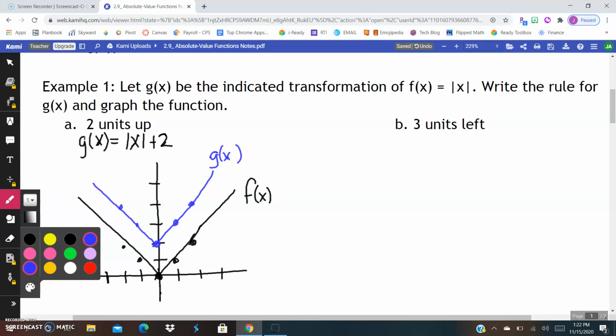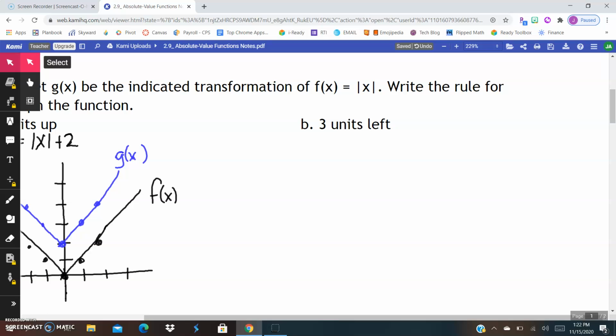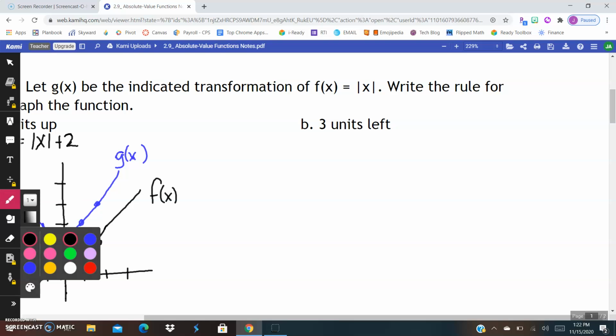All right, sliding over here to moving our graph 3 units left. Remember, this has to be done to the x value and inside of the absolute value marks. And right or left is actually going to be opposite of what you think. So if you're going to go left, we have to add. And if we're going to go right, we have to subtract. So up or down is outside of the absolute value. Right or left is inside of the absolute value. So for this one, 3 units left, we're going to have g of x equals the absolute value of x, and 3 units left would actually be +3 inside of the absolute value marks.